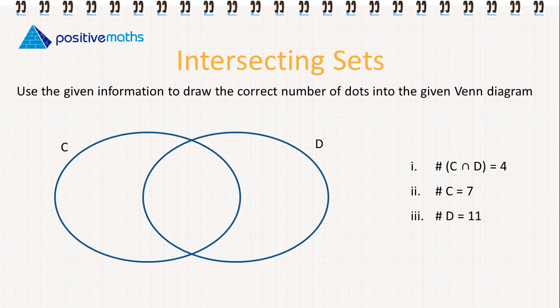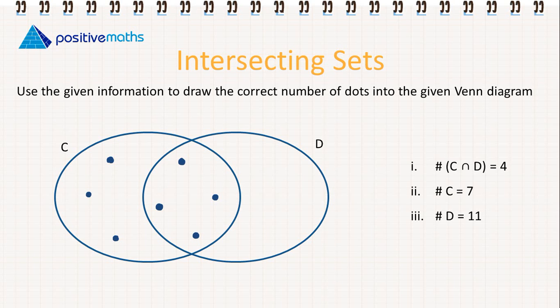Okay, now we need to use the given information to draw the correct number of dots into the Venn diagram. So instead of elements, we're just going to put in dots to represent the information. The first thing that we're told is the cardinal number of C intersection D is equal to 4. So we're going to draw in 4 dots to represent the elements. Now we're told that the cardinal number of C is equal to 7. So again, we have to remember that there's already 4 inside that circle. So we're just going to draw an extra 3 out here.